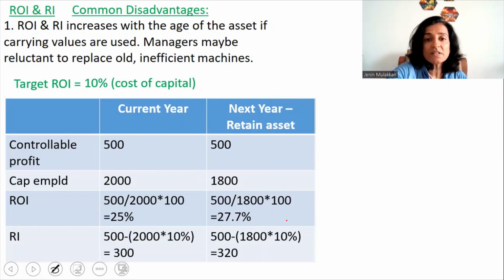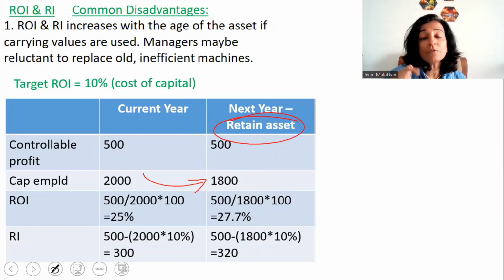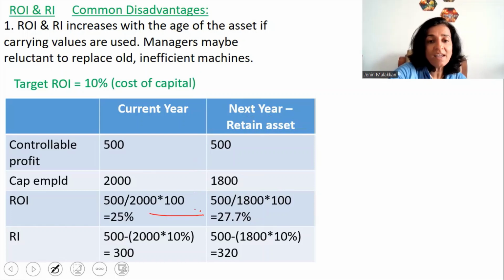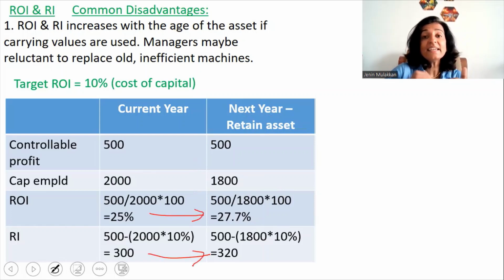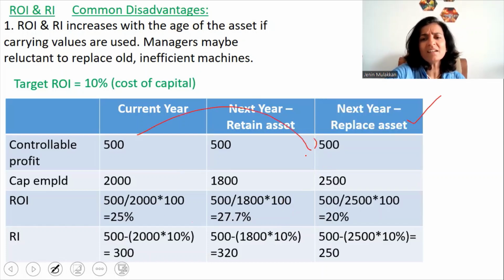See, because the existing asset has been retained, the capital employed has reduced because of depreciation. So what is the end result? The ROI and the RI have increased without the divisional manager putting in any extra effort. Now take the reverse situation. If next year he decides to replace the machine, even here we will assume that in and around the same profit has been maintained.